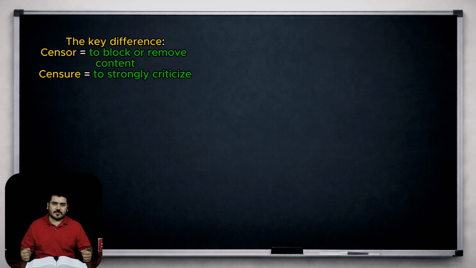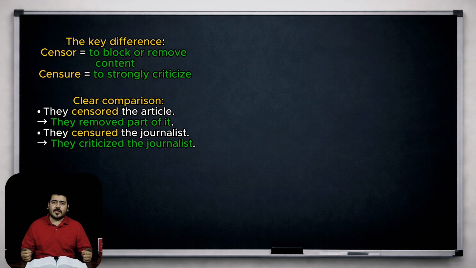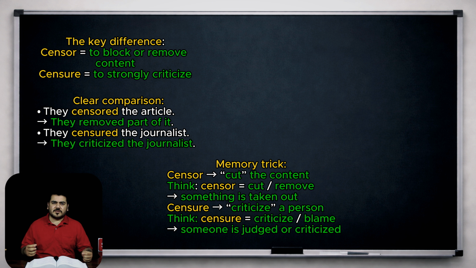The key difference: censor means to block or remove content. Censure means to strongly criticize, as in, they censored the article, they removed part of it; they censured the journalist, they criticized the journalist. Censor means to cut the content. Think censor means cut or remove. Something is taken out. Censure means criticize a person.